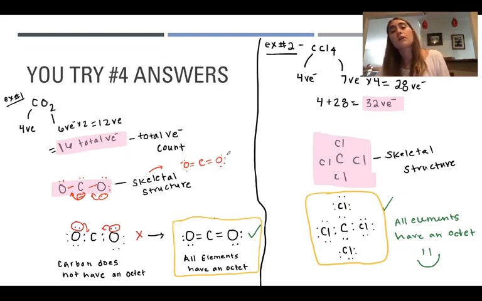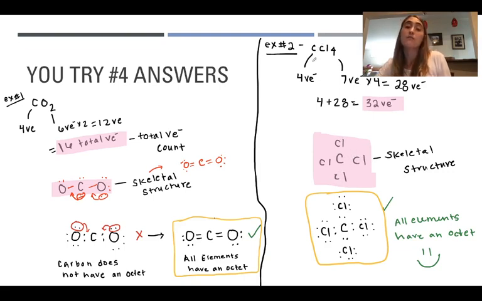Now for CCl4, this is a shape we haven't seen before. So we've got 1 carbon and 4 chlorines. So the way we would orient this is having a carbon in the middle surrounded by a chlorine on each side of that carbon. That's going to be your skeletal structure.